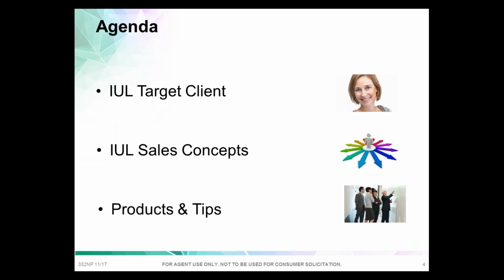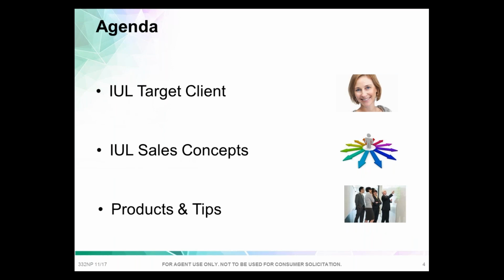We're going to hit three items. The first is an IUL target client. What are you looking for in someone to talk to about indexed universal life? And that's going to be a short topic. Then the next two are going to be more in depth.